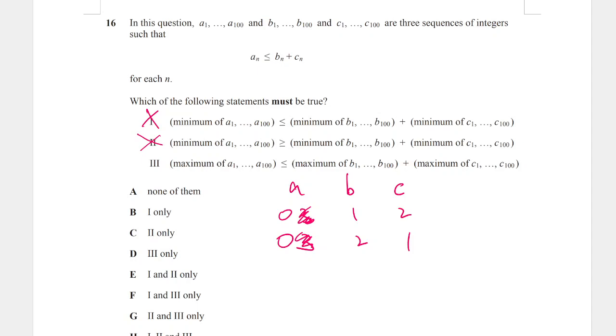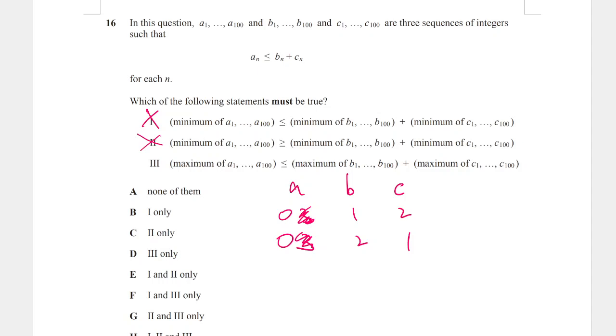Right? Okay, how about option 3? Think of a counterexample. Okay, so you might realize that, well, you can't really find a counterexample, right? So when you realize you can't find a counterexample, then you might want to try to prove it.